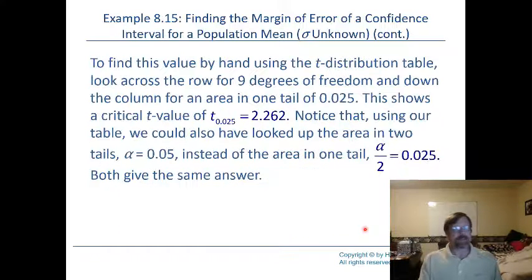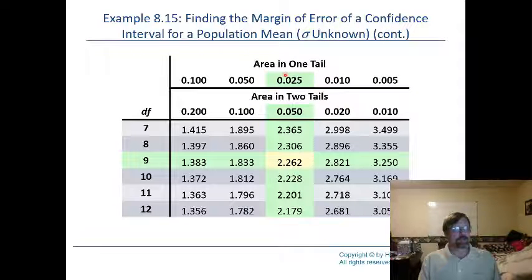Okay, we can find this by hand using the t-distribution tables. You can look at the row for 9 degrees of freedom and the area in one tail of 0.025 or the area in two tails of 0.05. Either one works. Both give the same answer, right? There's 0.025 or 0.05. You see they're stacked right up, so it's the same column. 9 degrees of freedom, 2.262.